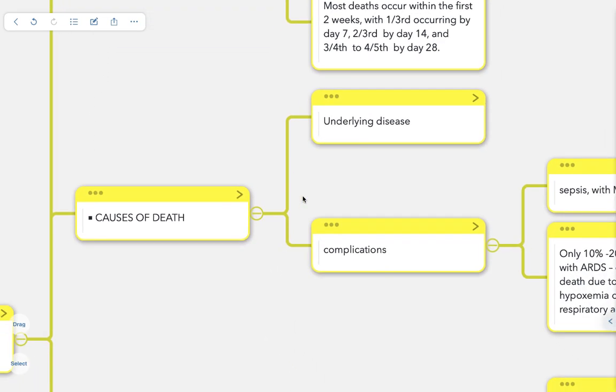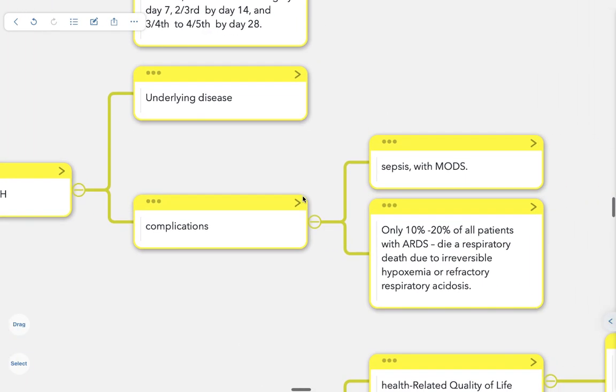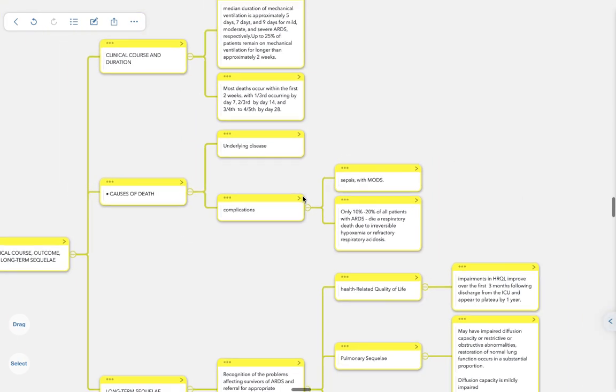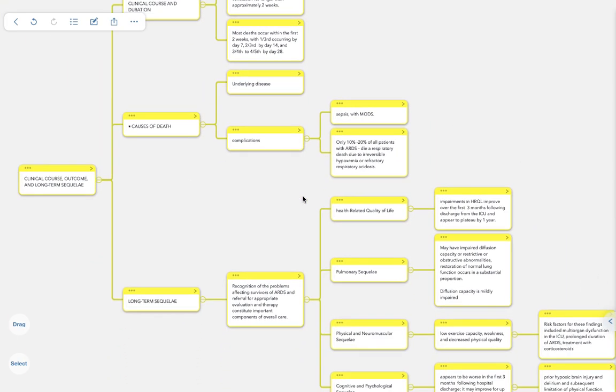Coming to the causes of death. Now, causes of death could be either due to the underlying disease which has caused ARDS or the complications of whatever you have done for the patient, right? Complications include sepsis or patients who are in sepsis or with MODS. Only 10 to 20% of all the patients with ARDS actually die a respiratory death due to irreversible hypoxemia or refractory respiratory acidosis. Most of the time it happens due to sepsis and MODS. Remember that, and eventually which leads to MODS.